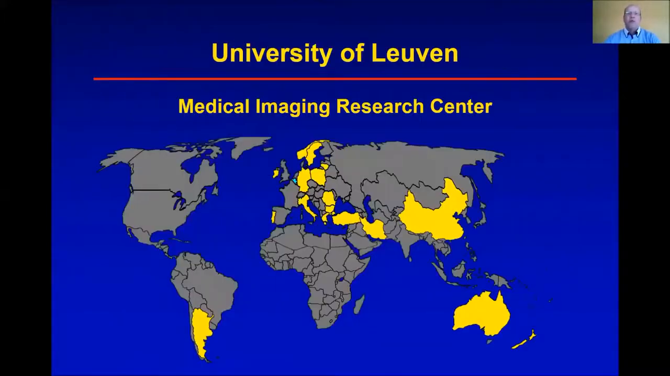And just to give you a rough idea what we are talking about, if you look at the map of the world, then this little blue dot here, this is Belgium. And roughly in the center of this blue dot is Leuven, which is a tiny little medieval city with one of the biggest and yeah, I think also best universities of Europe. And the yellow marked countries are some of the countries where our current research fellows come from, which work with us in the Medical Imaging Research Center.